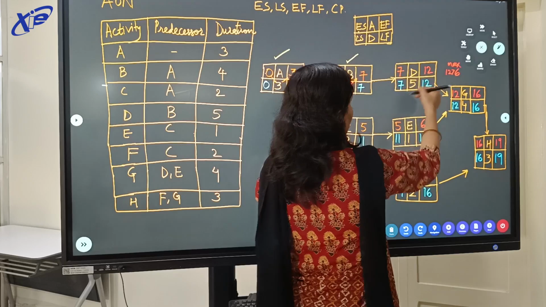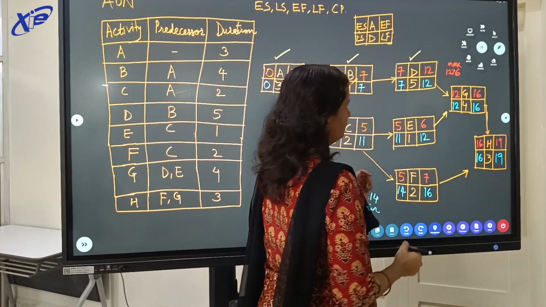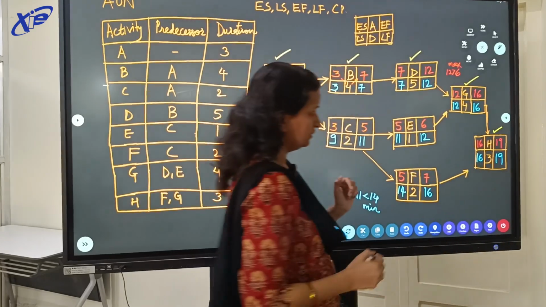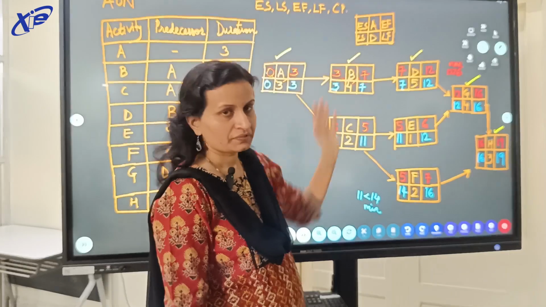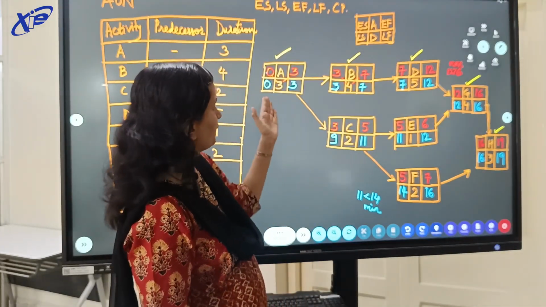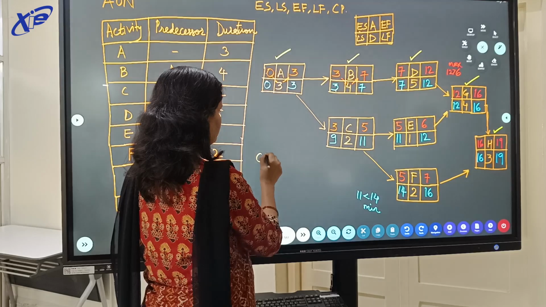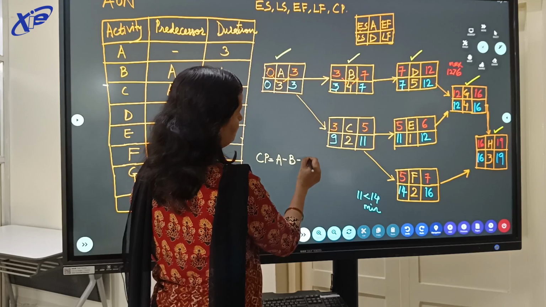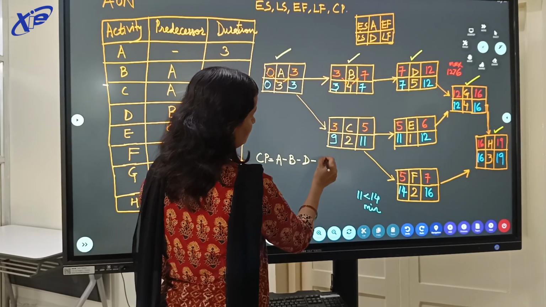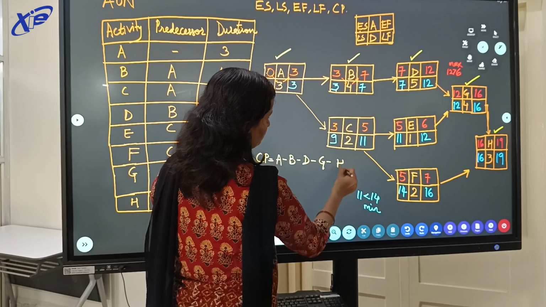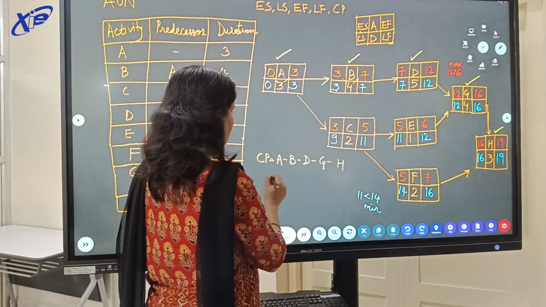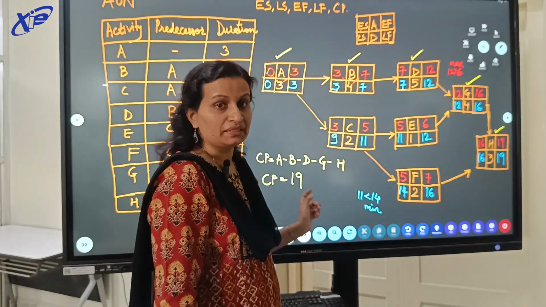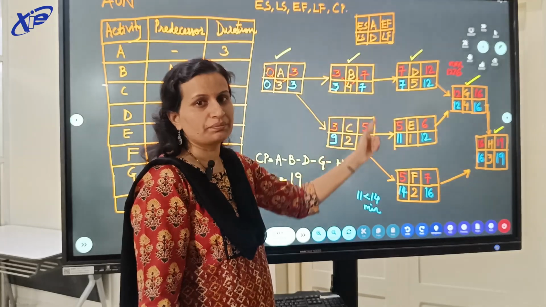Again for D, we have equal values, so D is again a critical activity. Similarly, G is my critical activity, and finally H is my critical activity, which holds all the values similar. So now my critical path becomes A, B, D, G, H, and the critical value is 19. 19 is the minimum time required to complete the project.